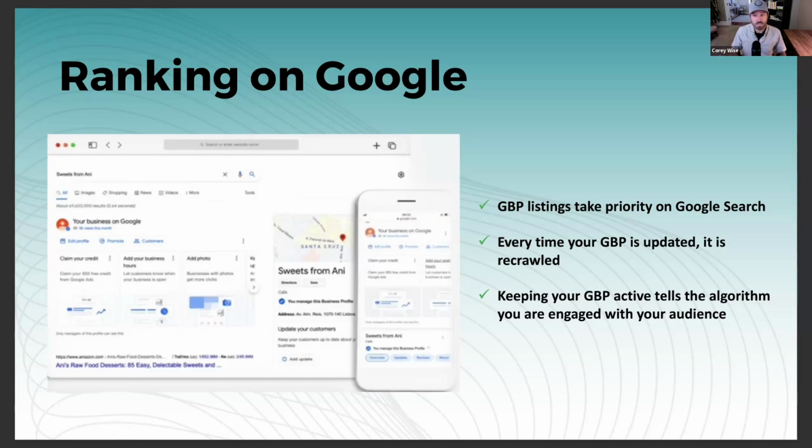Google Business Profiles take priority. So if you have a profile, that's obviously the most important. It's going to come up. But a lot of people aren't actively updating it. Every time you get a review, Google, which is in the business of providing answers to the questions that people have, does it with algorithms.